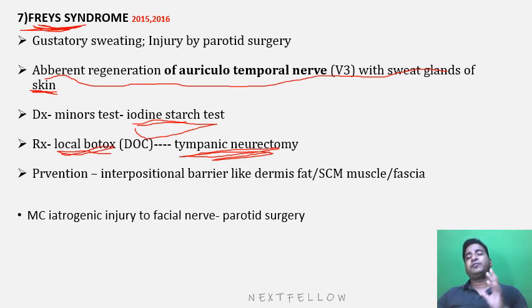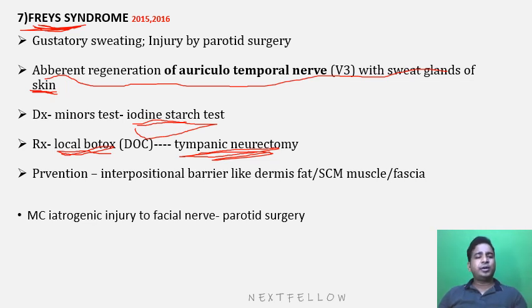Frey syndrome generally happens while doing parotid surgery. So how can we prevent it? We will put fat or some muscle or fascia between the skin and the remaining part of the parotid gland or the remaining part of the muscles. So we will put an interpositional barrier like dermis fat or subcutaneous muscle. This barrier will help prevent regeneration of the auriculotemporal nerve with the sweat glands.